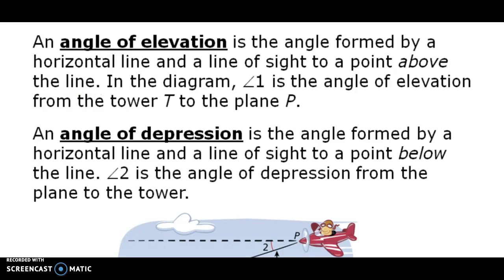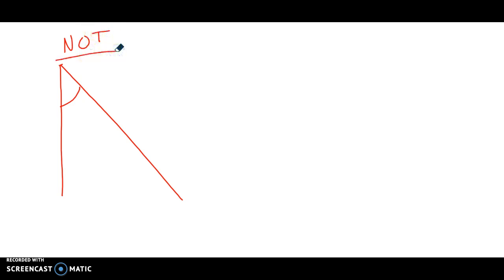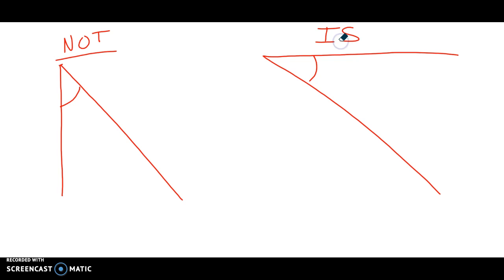Now, commonly, I see people call this angle an angle of depression because it's going down, right? But why is this not considered an angle of depression? Yeah, it doesn't have a horizontal top to it. So you might write this in your notes because it's easily confused. This is not an angle of depression. An angle of depression starts with the horizontal line and opens downward. So this one is an angle of depression.